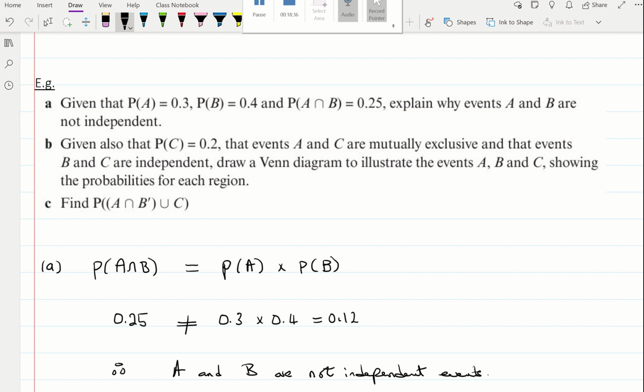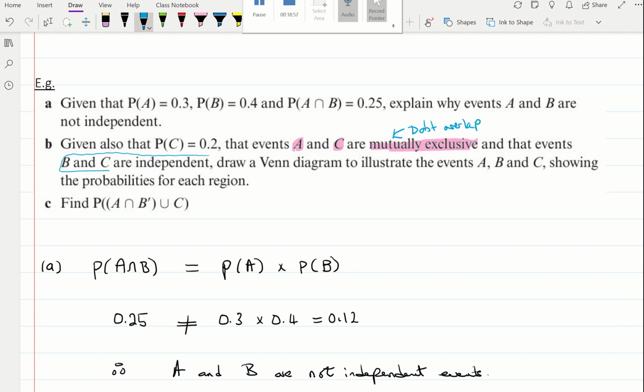And then it says, given also that the probability of C is 0.2, the events A and C are mutually exclusive. So A and C are mutually exclusive. That means they don't overlap. There's no intersection. And the events B and C are independent.